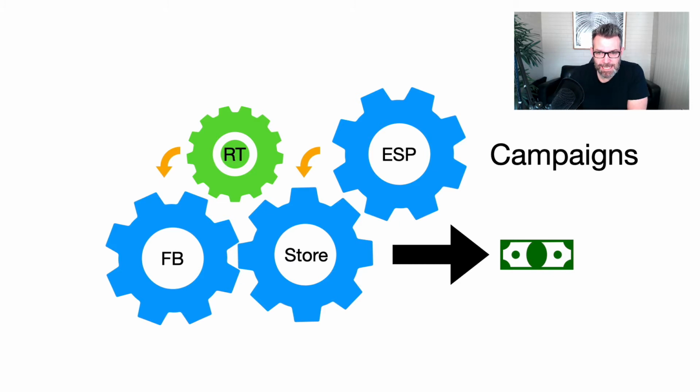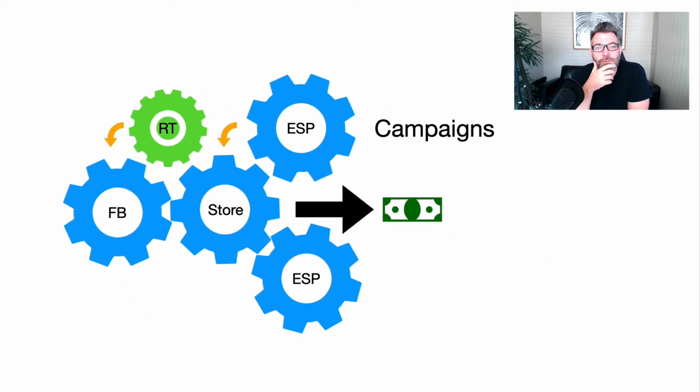Now, the next thing you need to have happening in there, besides just sending out broadcasts to people and saying, hey, go and buy some stuff, is you can have these things called flows.